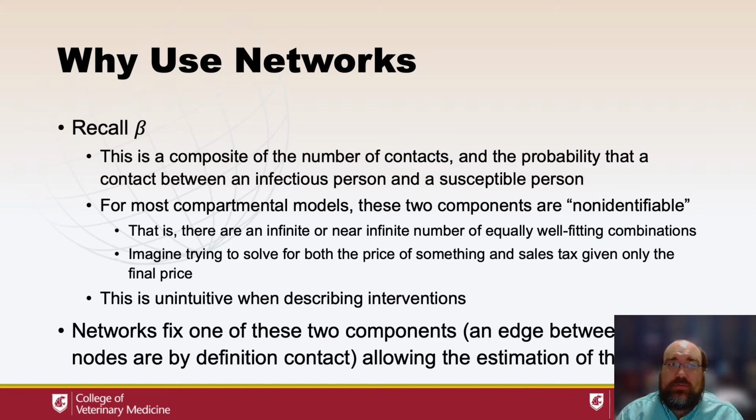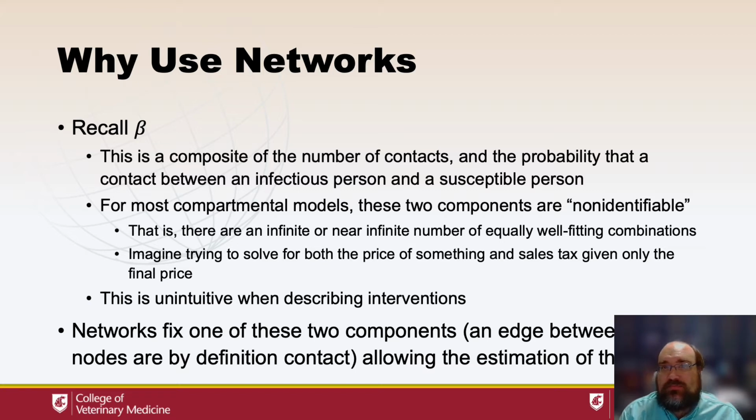So for simulation purposes, why do we use networks? If you recall from the SIR model, there's this notion of beta, which is a composite of the number of contacts and the probability that contact between an infectious person and a susceptible person will result in a successful transmission event. For most compartmental models, these two components are non-identifiable. Given our data, we can't tease them out. So there's either an infinite or near infinite number of equally well-fitting combinations.